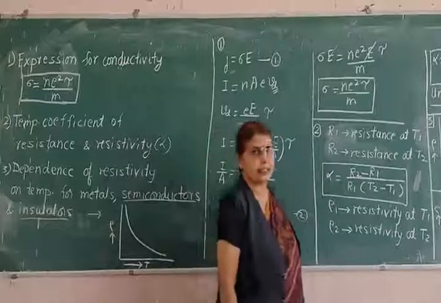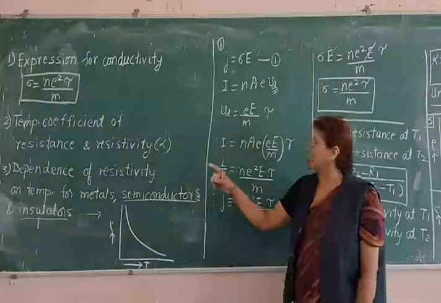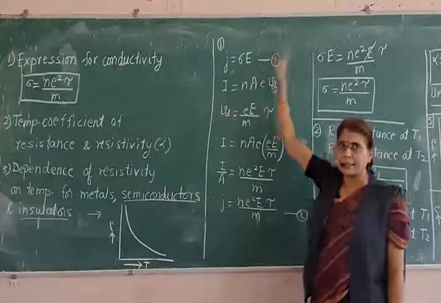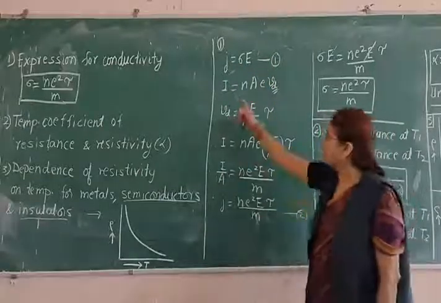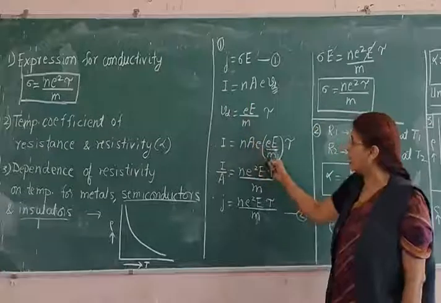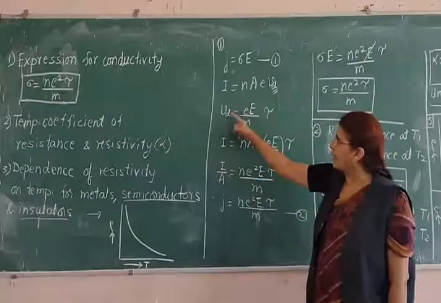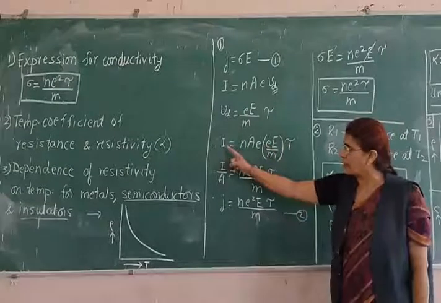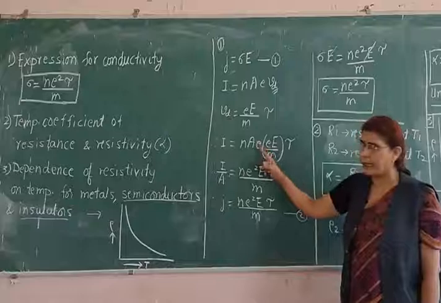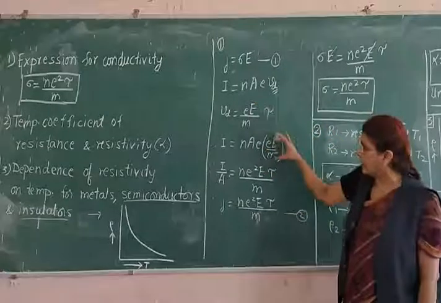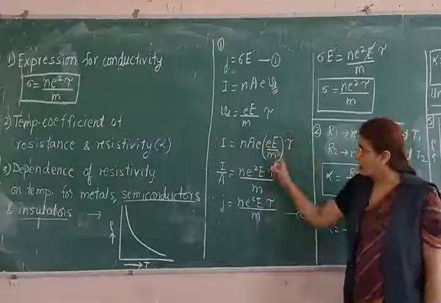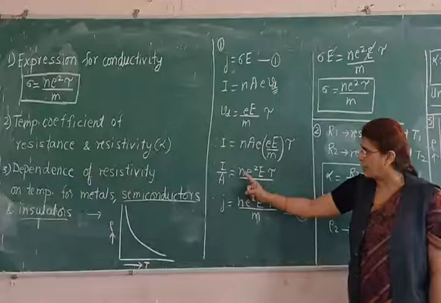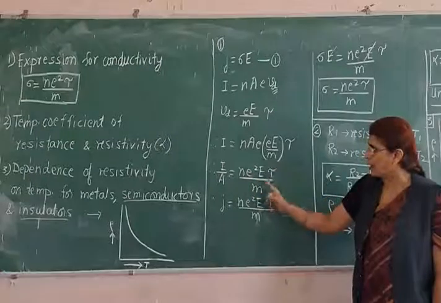So let us begin with the derivation. Let us start with the first equation which we have derived, that is J is equal to sigma E. Let us call this equation 1. Now let us use the equation I is equal to nAe Vd. Put the value of Vd as E upon m into tau. So we will have the relation I is equal to nAe, the value of Vd is E upon m into tau. If you multiply e and e, you will get e square. So you will have n e square E tau divided by m.